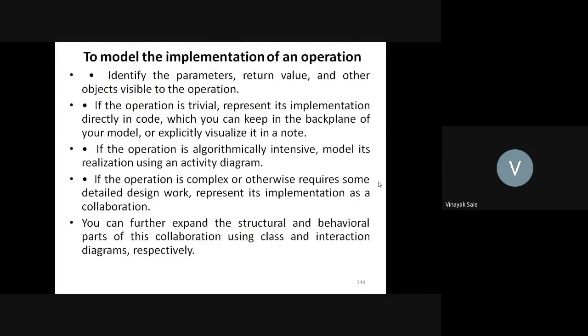To model the implementation of an operation, identify parameters, return values, and other objects visible to the operation. If the operation is trivial, represent the implementation directly in code, which you can keep in the backplane of your model, and/or explicitly visualize it in a note. If the operation is algorithmically intensive, model its realization using an activity diagram. If the operation is complex or otherwise requires some detailed design work, represent its implementation as a collaboration. You can further expand the structural and behavioral parts of this collaboration using class and interaction diagrams respectively.